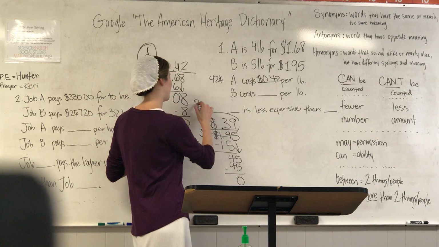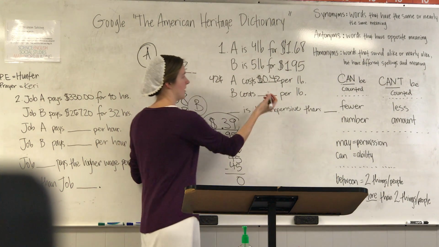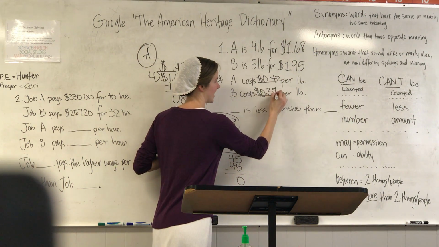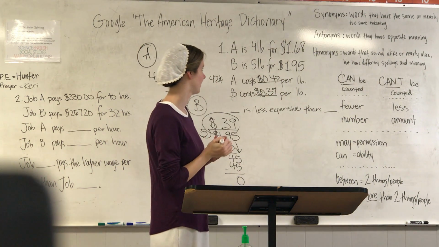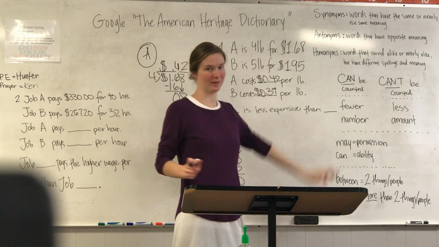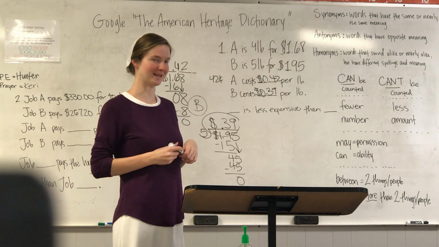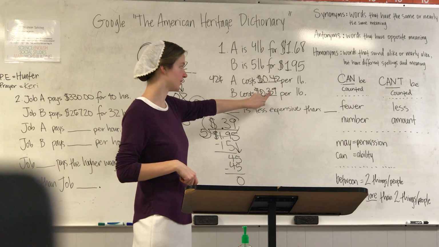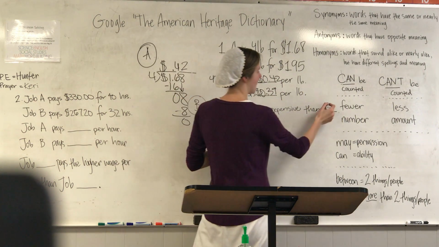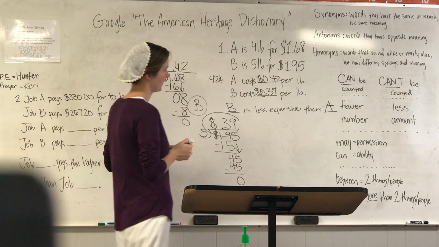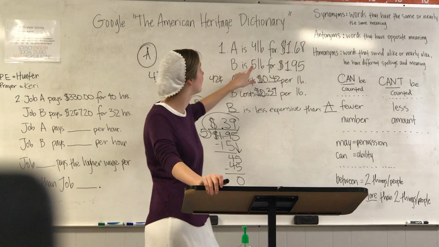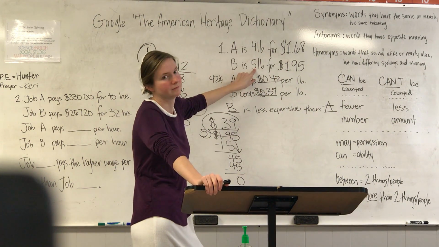And for letter B, B costs how many cents per pound? It will cost 39 cents per pound. Which is less expensive, A or B? Well, if you look at your two numbers, 39 cents is obviously smaller, so B is less expensive than A. You wouldn't know that by looking at this. This is more money, but you're buying more potatoes.